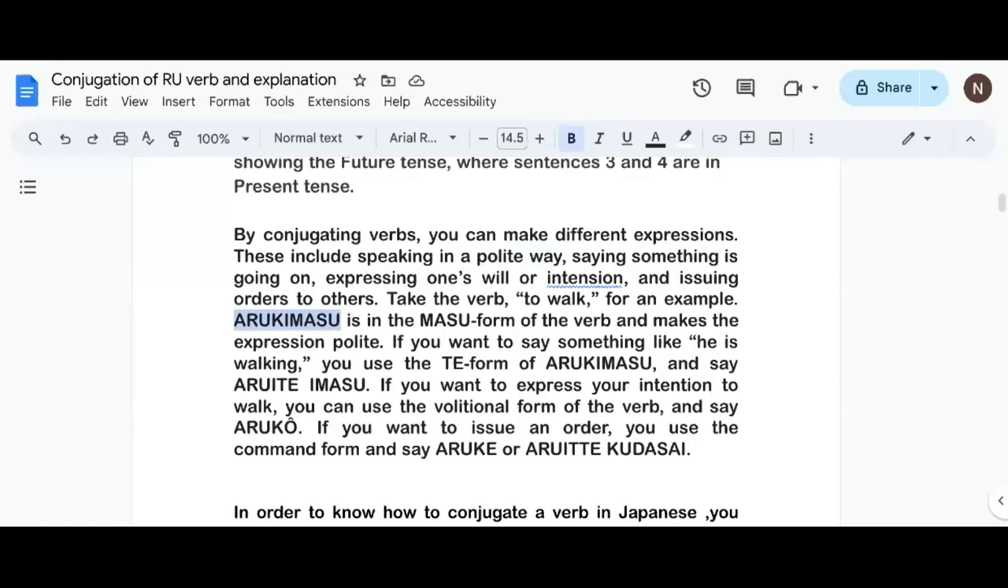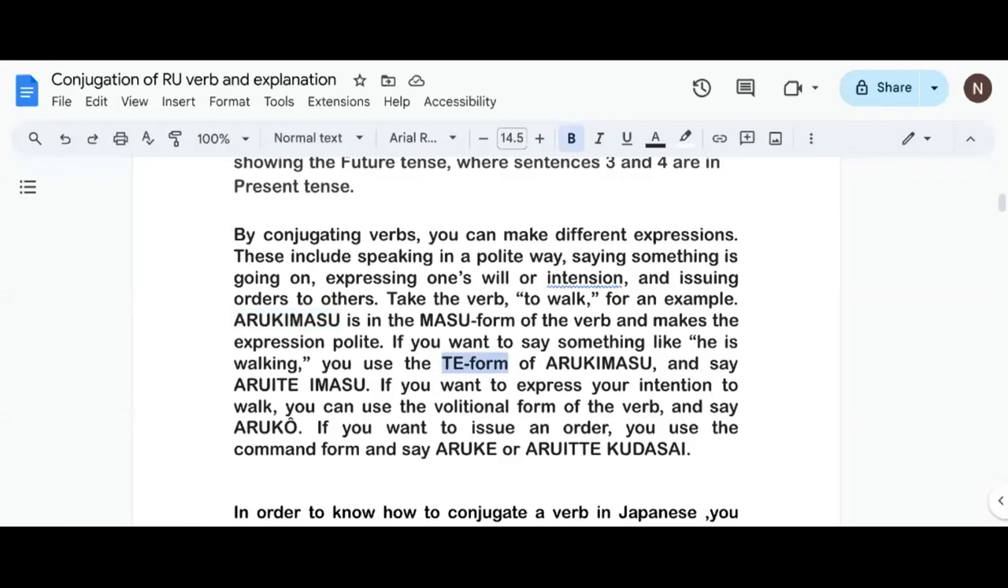Okay? From the aruku, it will become arukimasu. It will become the masu form. Okay? We're going to discuss that later. Or if you want to say something like, he is walking. Okay, the girl is walking. Onna no ko aruite imasu. Okay, you can say that in your te form, aruite imasu. Again, this is another way of polite form, but this is in your te form. Okay, later on, we will discuss this.